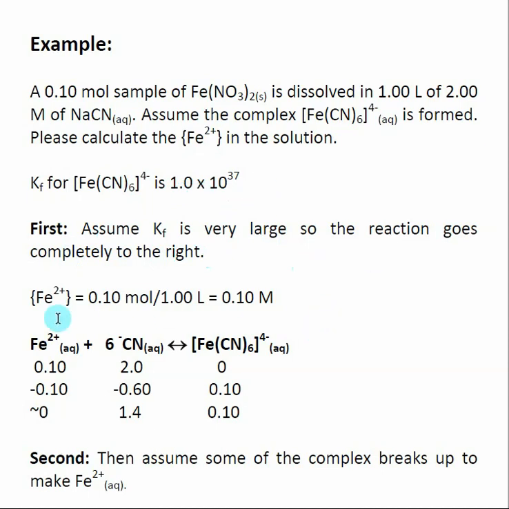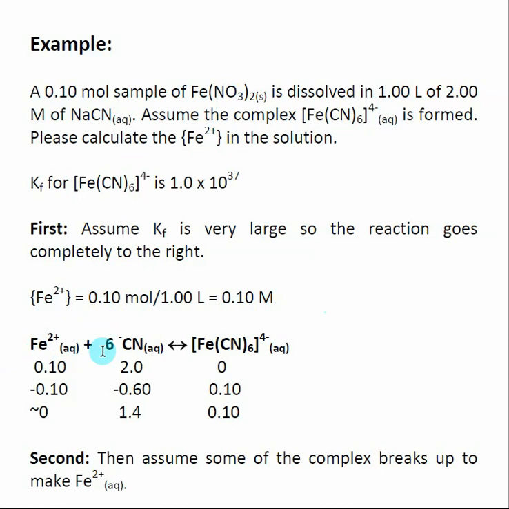The next thing we want to do is calculate our concentration of Fe2+ in our initial solution. We know that we have 0.1 mole of Fe2+ because we have 0.1 mole of iron(II) nitrate. Also, it was given that we're dealing with a 1 liter solution. This gives us a concentration of Fe2+ of 0.1 molar.